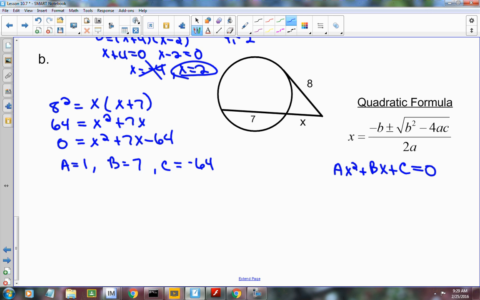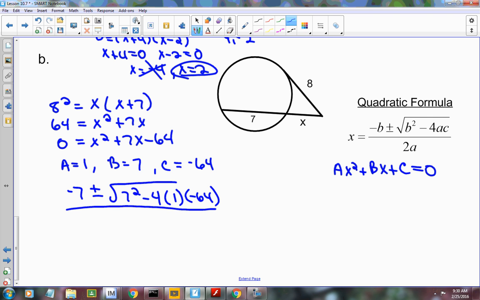All right. So my b is 7. So it says negative b, so that's going to be -7 plus or minus the square root, and it says b squared, so that's 7 squared minus 4 times a, which is 1, times c, which is -64, all over 2 times a, which is 1. Okay? So all I've done is plugged it into that formula. I replaced my a, my b, and my c.